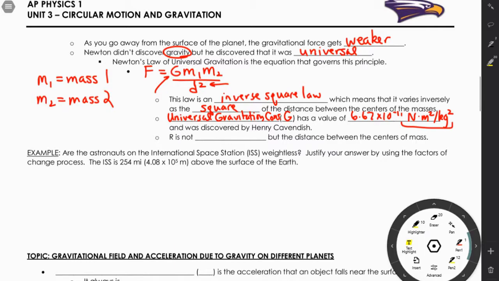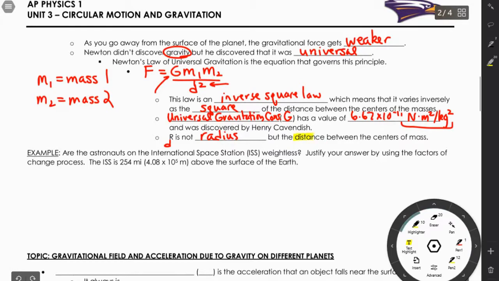But now, R or D, one thing is yes, objects go around the center, but it's not the radius of a circle. The way we have to think about it, it's the distance.